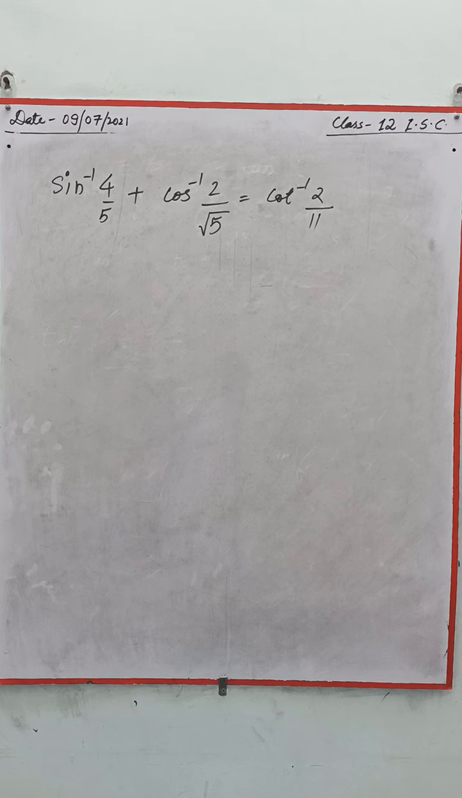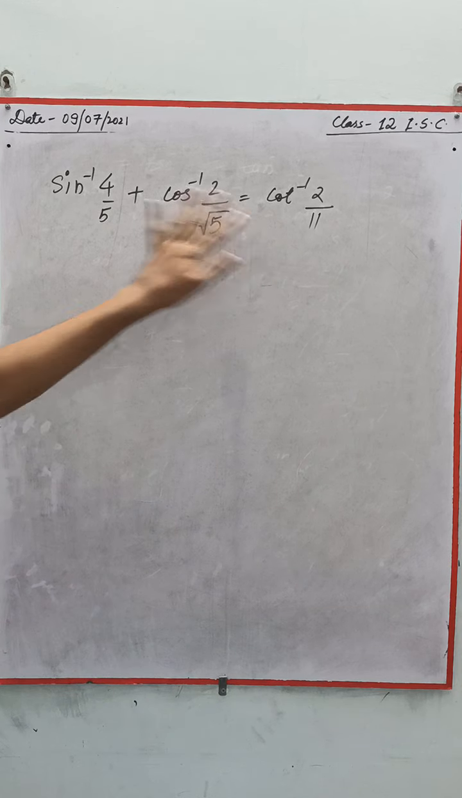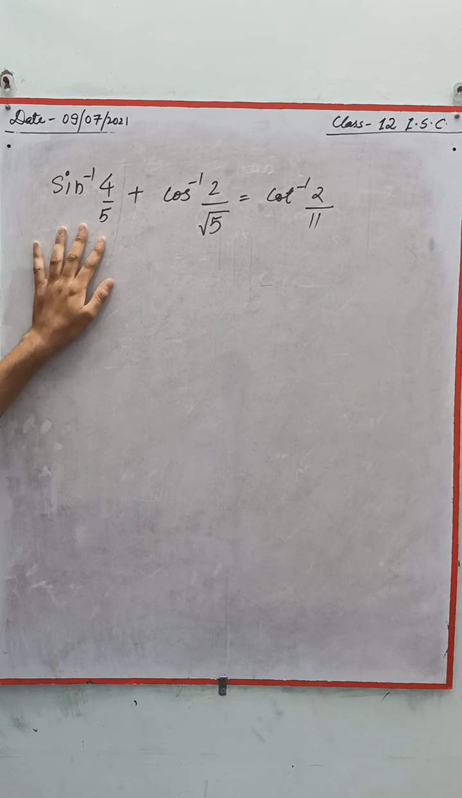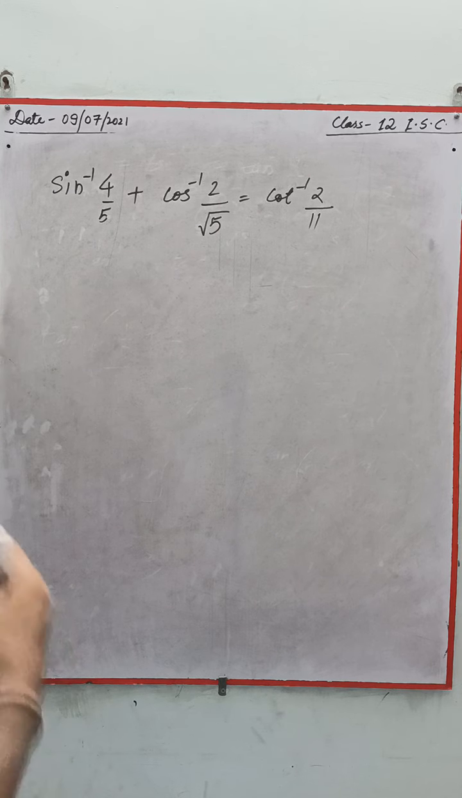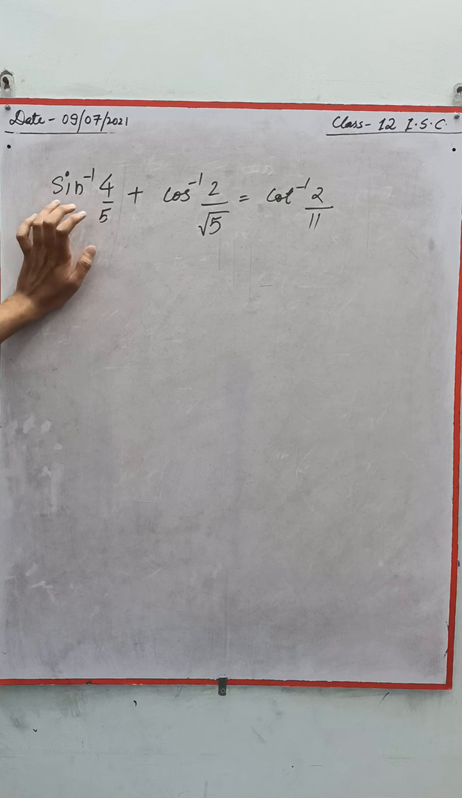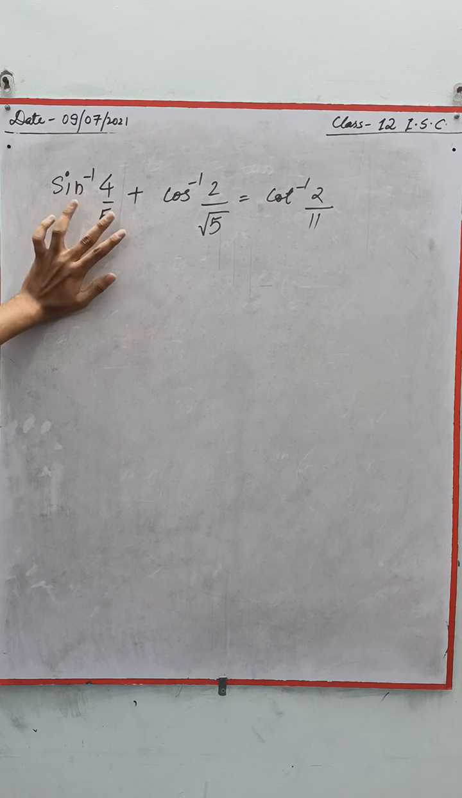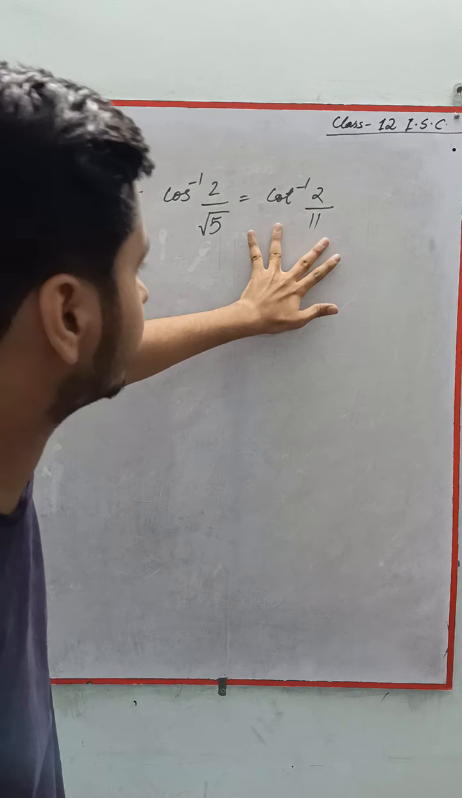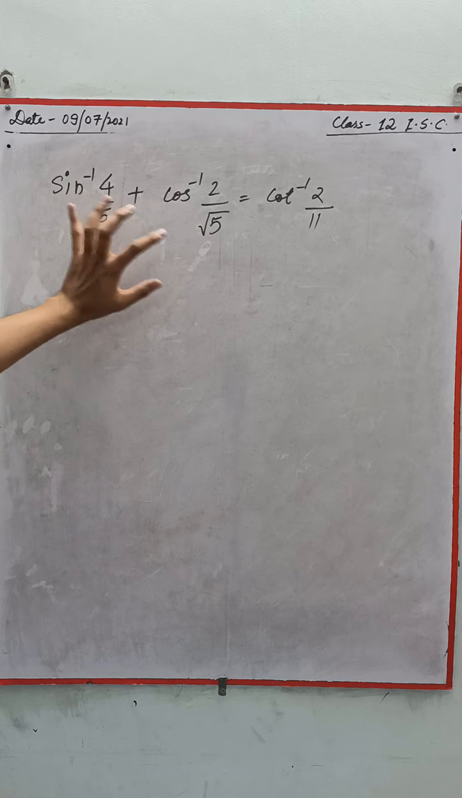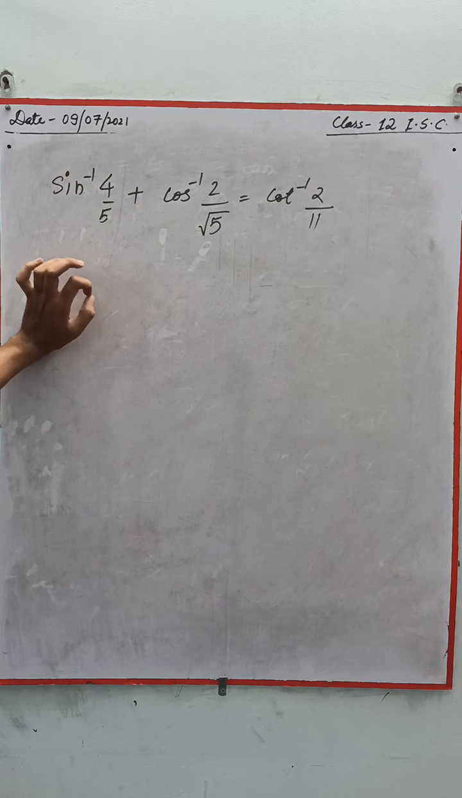Now let's see some different types of inverse trigonometric functions. Here we have to prove that sine inverse 4 upon 5 plus cos inverse 2 upon root 5 is equal to cot inverse 2 upon 11. This we have to prove. So how can we prove this?